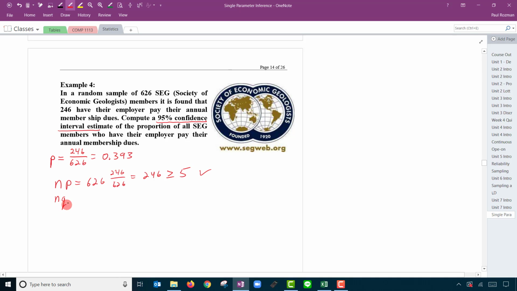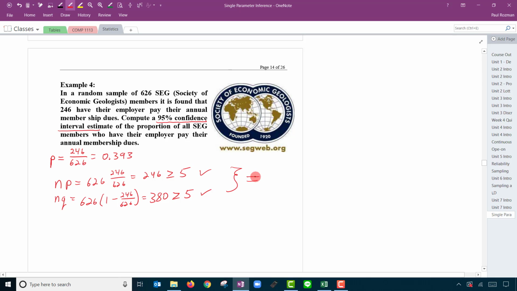Now let's check nq, where q is 1 minus p. We have 626 times 1 minus 246 out of 626. Doing that calculation, it's 626 minus 246, so 380. It's the number of people in that group who didn't have their employer pay their membership dues. But it was greater than or equal to 5, so we're all good to go.